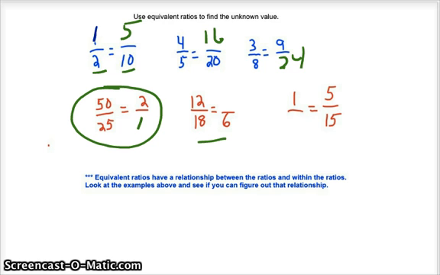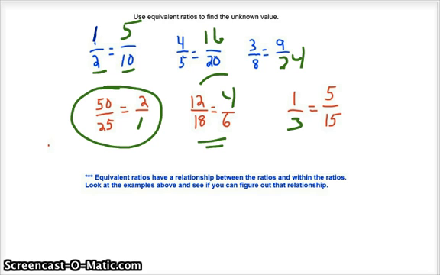18 divided by 3 is 6. 12 divided by 3 is 4. Whenever you're dividing, check it backward with multiplication. 4 times 3 is 12. 6 times 3 is 18. 1 times 5 is 5. So I'm going to think 3 times 5 is 15.